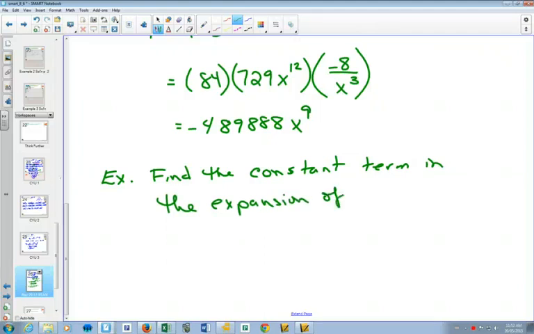Find the constant term in the expansion of (5x³ − 2/x)^12.